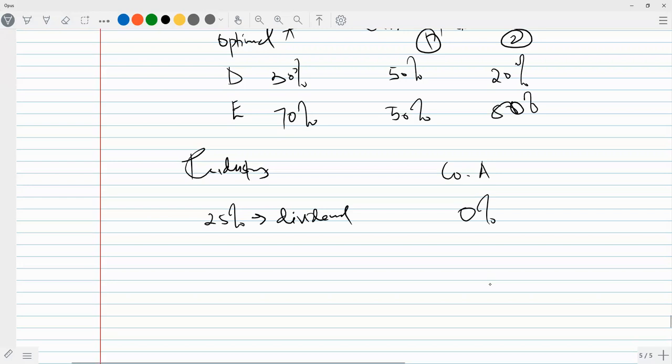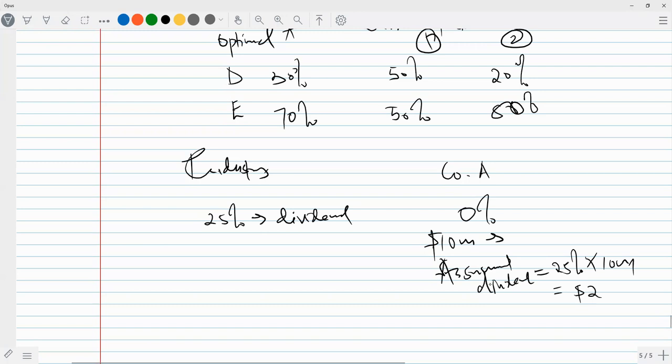So in case, for example, that year this company made 10 million, then the assumed dividend would have been equal to 25% of your earnings, the 10 million. That means you could have paid yourself, the shareholder, 2.5 million. Now here, the KRA or the taxman is going to assume this 2.5 million. Don't forget, you didn't pay anything, however it is an assumed dividend.